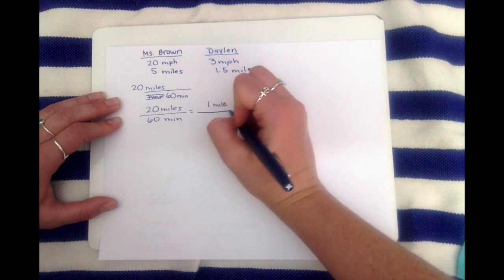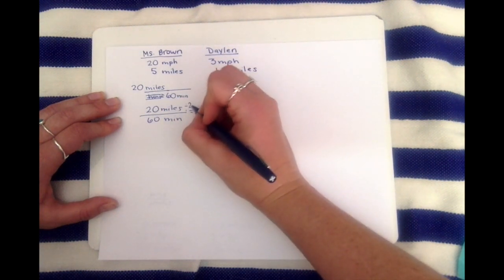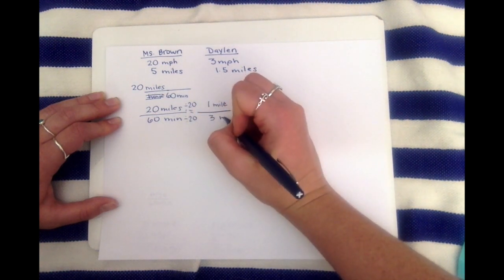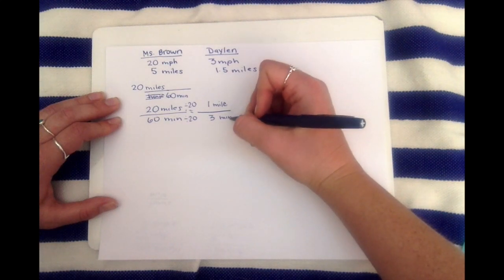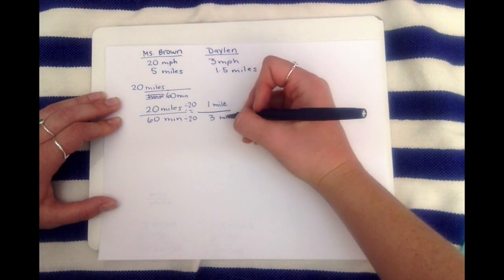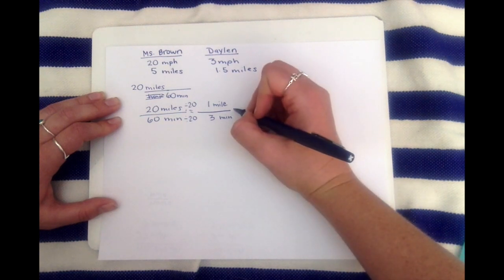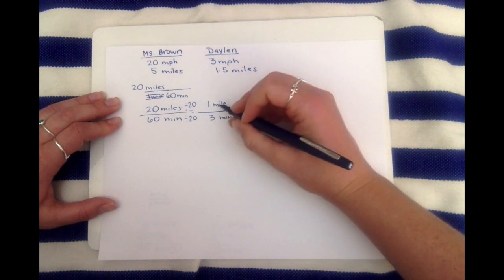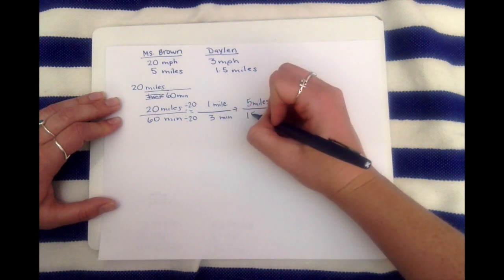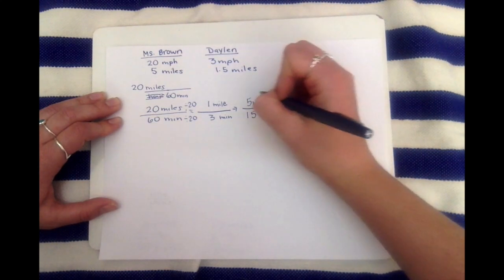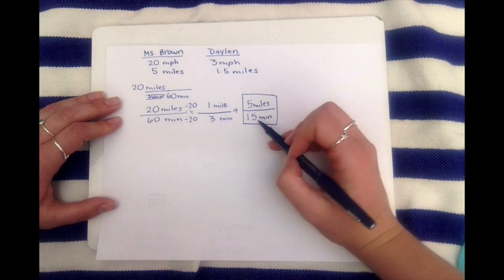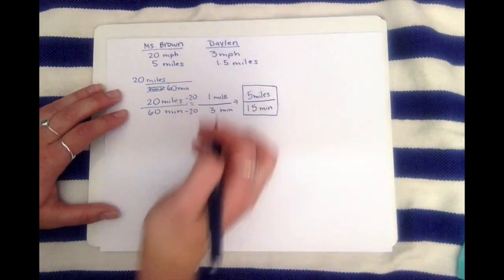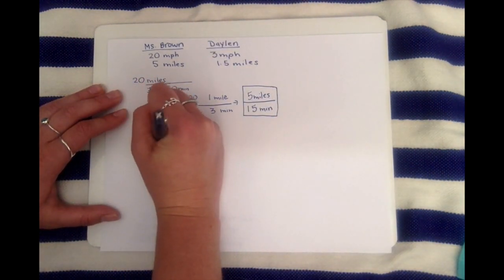If I want to create an equivalent ratio, well, 20 divided by 20 got me to 1. So 60 divided by 20 is 3. So for every 1 mile, it takes me 3 minutes. So how long will it take me to get to 5 miles? Well, 1 times 5 is 5, so 3 times 5 is 15. So in 15 minutes, I'll bike 5 miles. So it took me 15 minutes to get to the coffee shop.